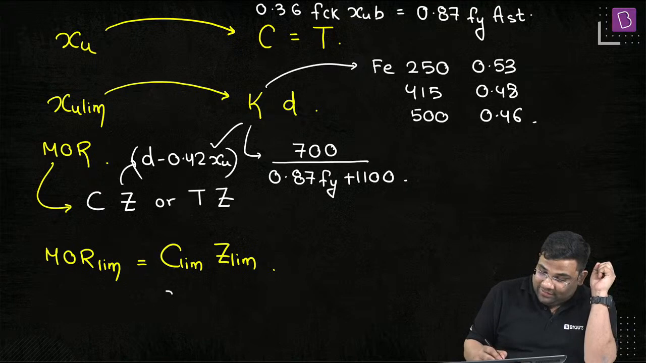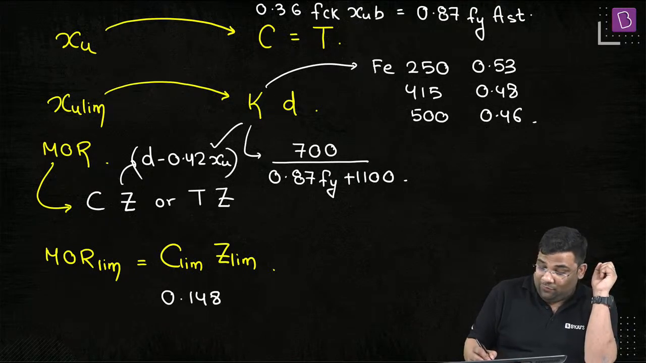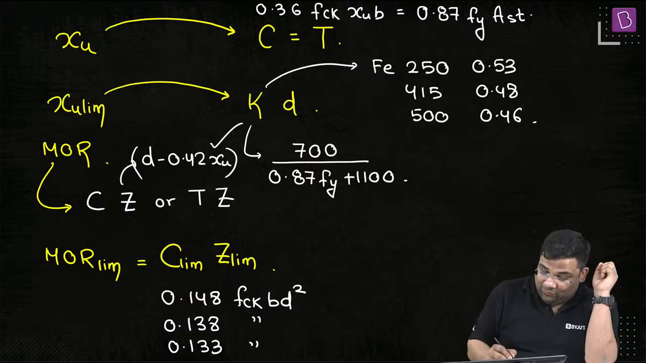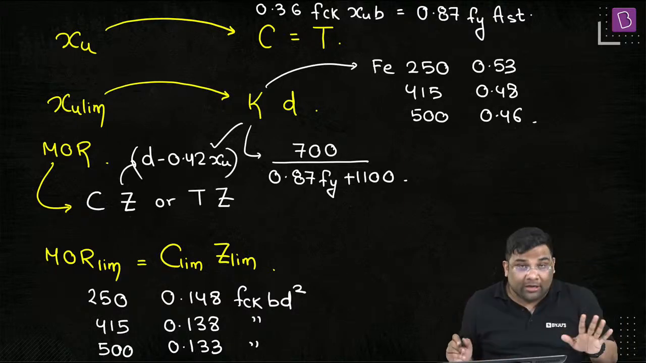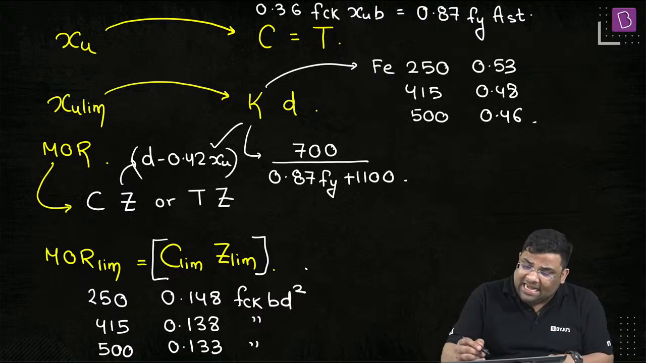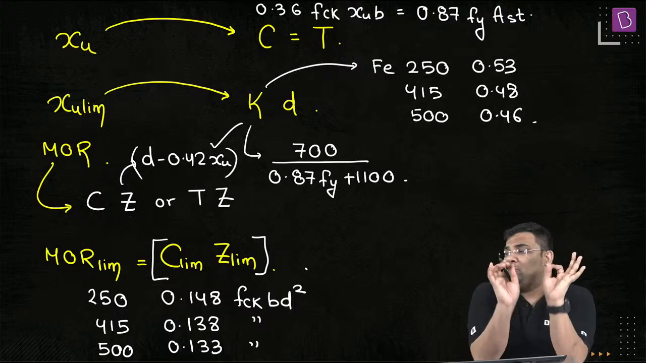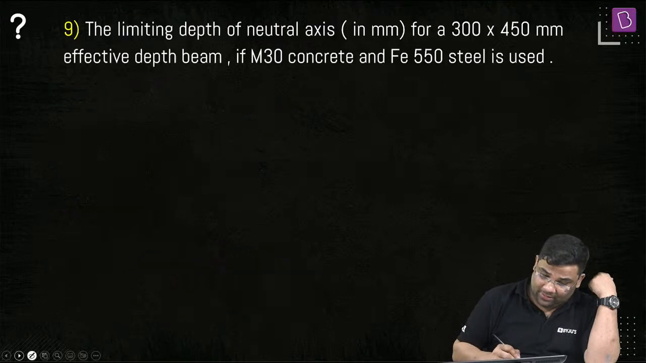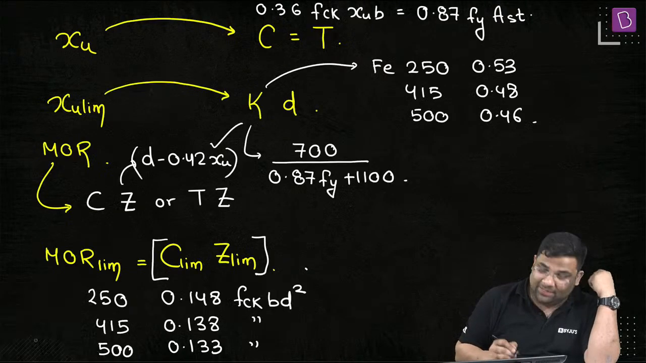Or I told you three equations, right? 0.148 FCK into BD square, right? 0.138 and 0.133 FCK into BD square. This is for your 250 steel, this is for 415 steel, and this is for 500 steel. Or if you have forgotten this formula, directly you can use C limiting into Z limiting. Put the equation of C and Z with XU is equal to XU limiting. Yes, this finds your MOR limiting.